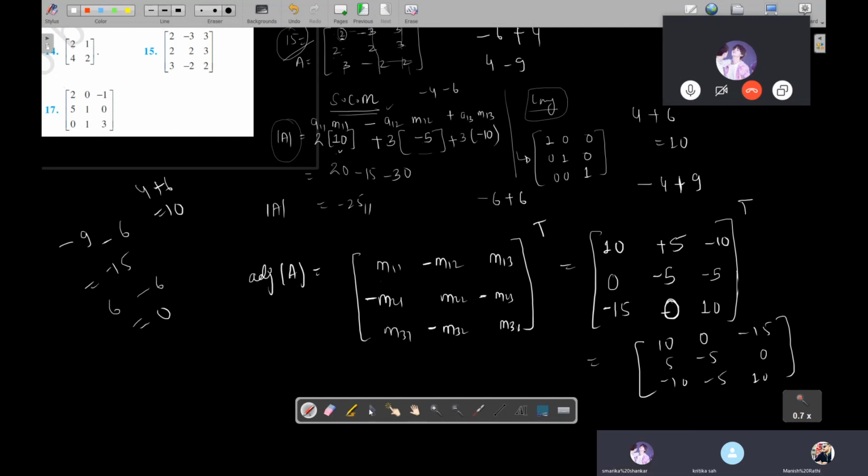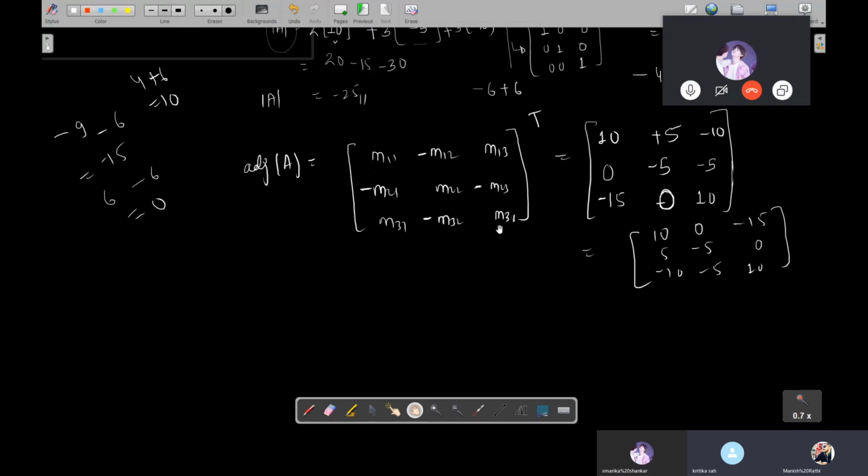My formula for A inverse was 1 upon determinant of A into adjoint of A. So what about 1 upon determinant of A? You will be writing 1 upon minus 25 times the value.